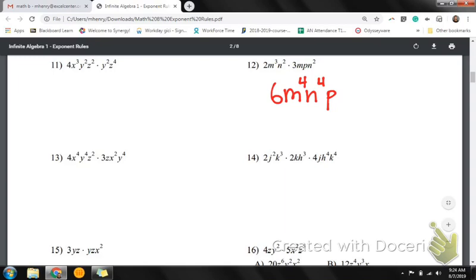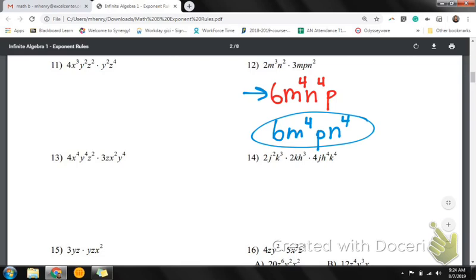Okay. Now, that's a great question. Some of you said, well, I put this, 6m to the 4th, p, n to the 4th, or some variation. Are your exponents still the same in each one? Do you still have 4 n's on both of them? Do you still have 4 m's? Do you still have 1 p? Then it's the same answer. Okay? I'd like for you to get in the habit of writing the variables in alphabetical order. So try to do it this way in alphabetical order, but this is definitely still the same answer. And so you would still get full credit for it.